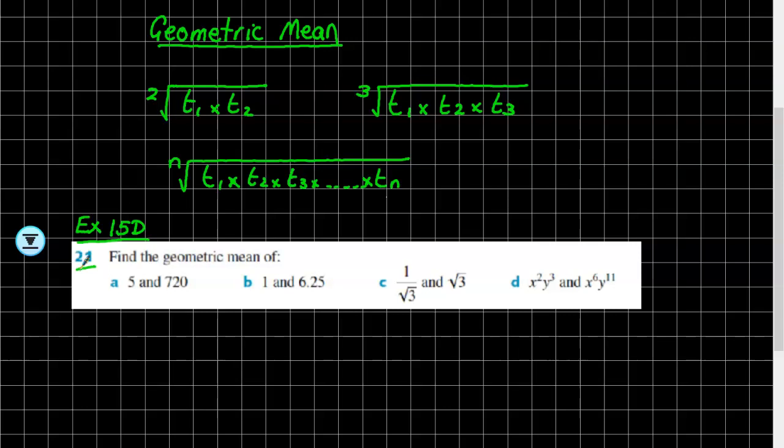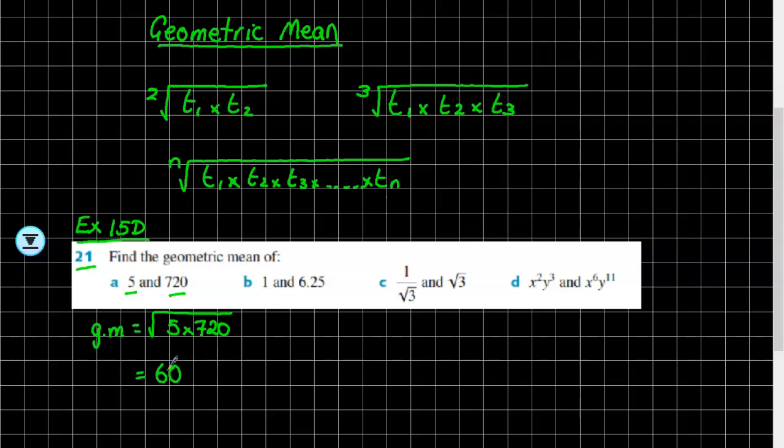So find the geometric mean. Easy, we've only got 2 terms, so our geometric mean will be 5 times 720, and we square root. I don't think I can do that in my head, but we know that it's 60. Is it something that's going to come naturally to you? Probably not. You need to make sure that we are remembering to multiply, then take the square root. Are we happy with that?